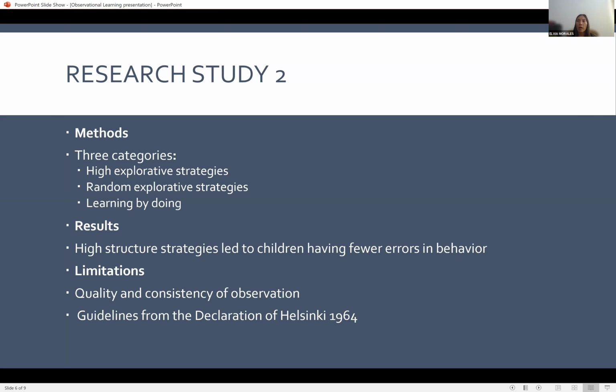The results of the experiment show that high structure strategies led to children having fewer errors in behavior, so they were more accurate when they perform a behavior, because they try to imitate as close as possible the action, so they make fewer errors.